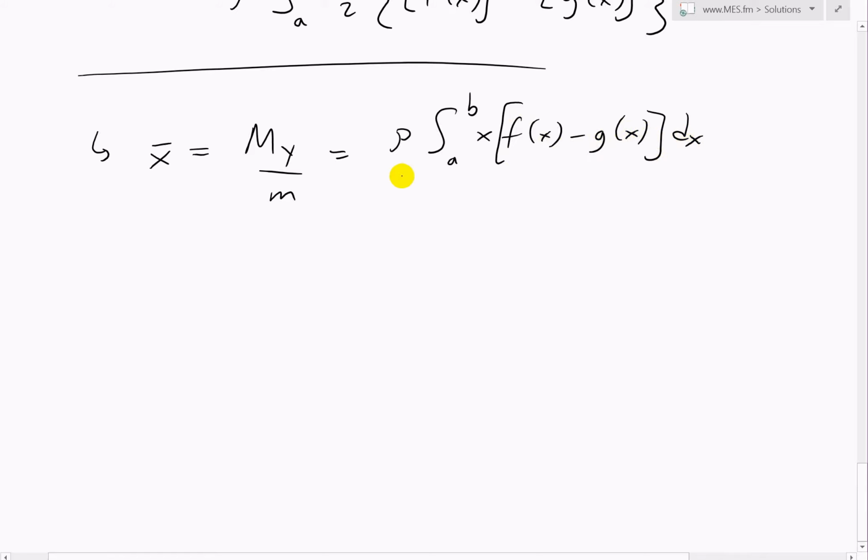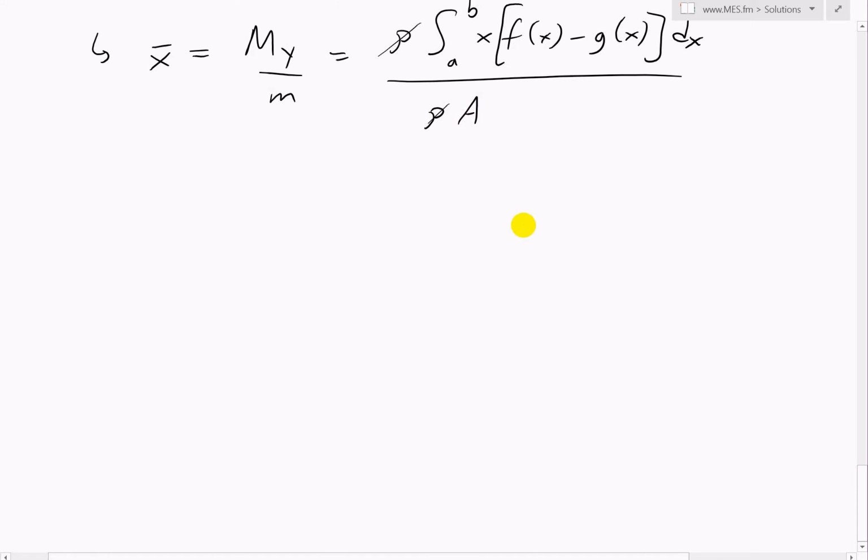And then divided by the mass. Again, the mass is going to be rho times the area of the region. So these just cancel, and I'll get to the other one right here, and then I'll write it all in the summary. So those cancel. That's what we have there.